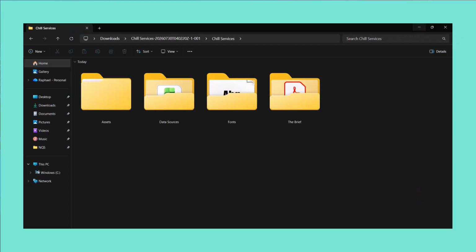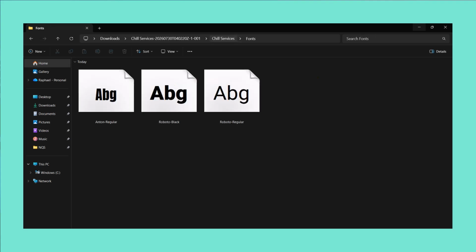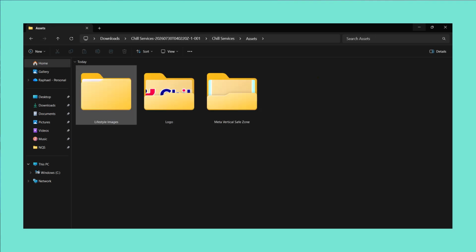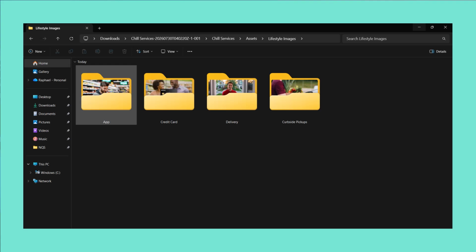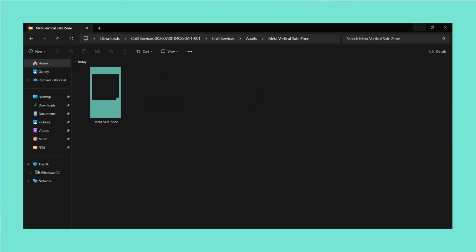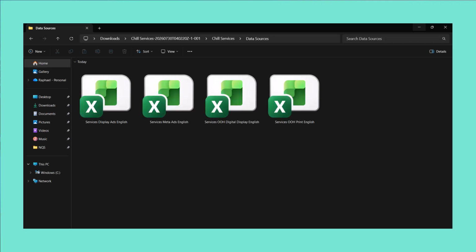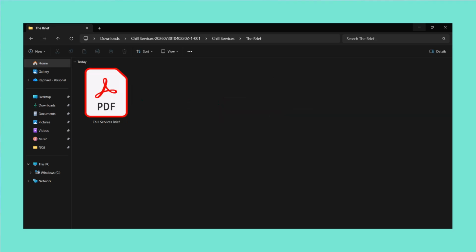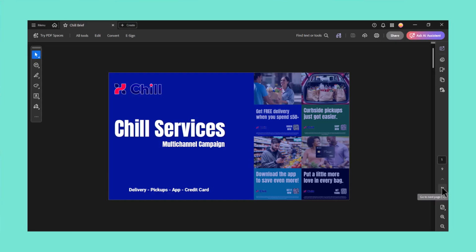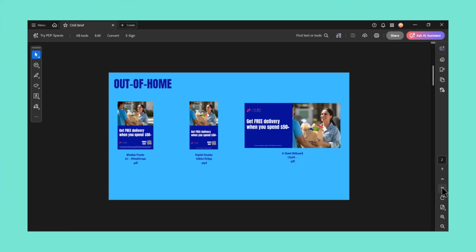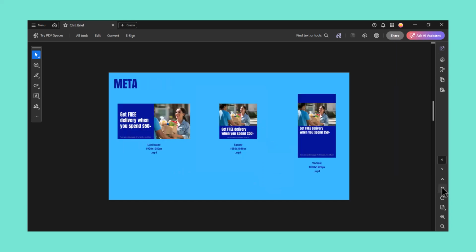Alright, so let's check this out. We've got fonts, assets, including lifestyle images for different services, a safe zone for meta vertical ads, as well as a logo. And we also got a few sample data sets. Last but not least, we've got a brief. This is going to be instrumental in creating our design system. Please note, we're using a simplified brief for this training to make it easier to spot key information.